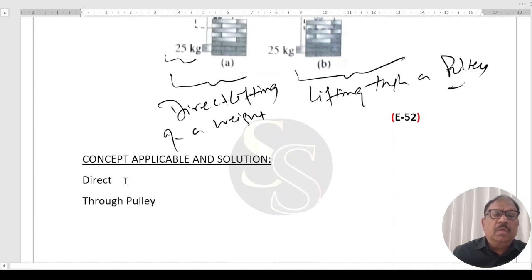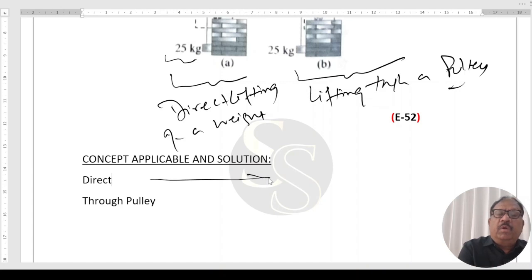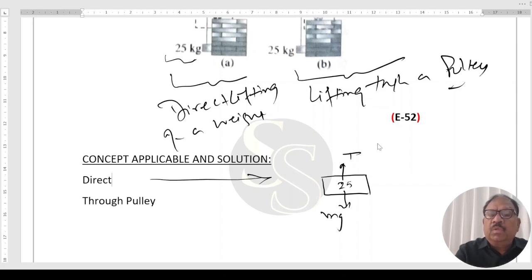Now, in the direct case, what is the free body diagram? Weight is acting, 25 kg, m g, and this is tension. This is the same in both, right? And this is the object, and what will the free body diagram of the man be?